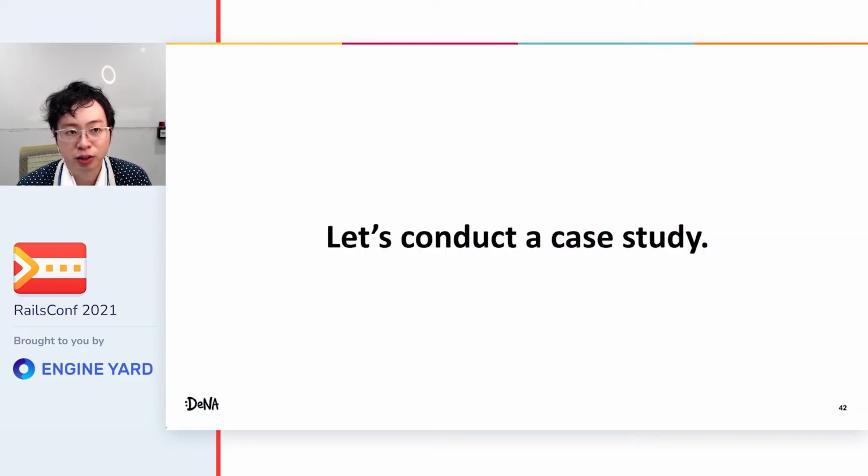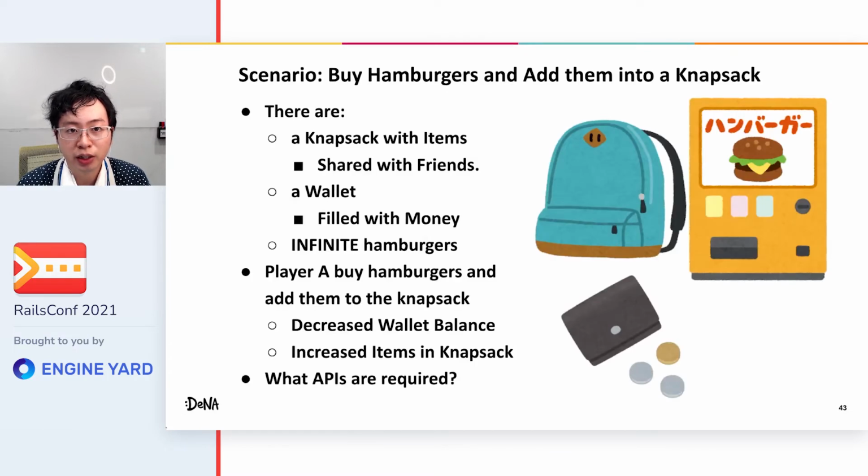Let's conduct a case study. The scenario is to buy hamburgers and add them into a knapsack. There is a knapsack with items, a wallet with money, and infinite hamburgers. Player A buys hamburgers and adds them to the knapsack. The wallet balance will decrease and the items in the knapsack will increase. What APIs are required for this scenario?